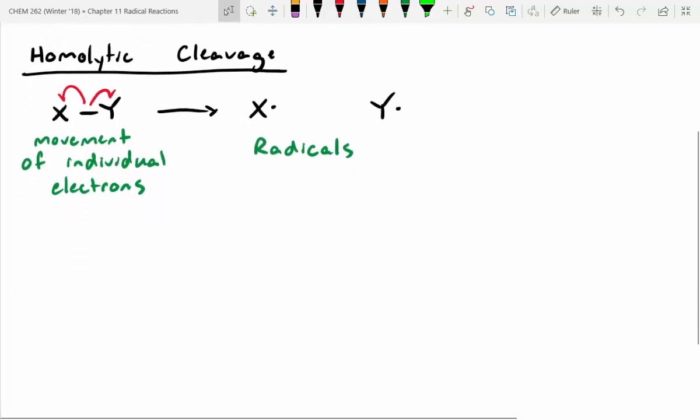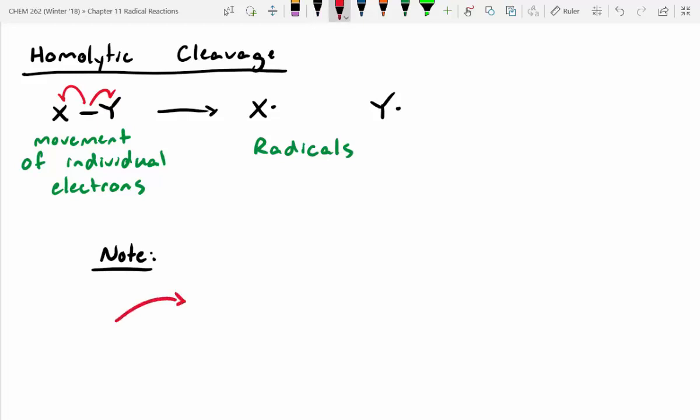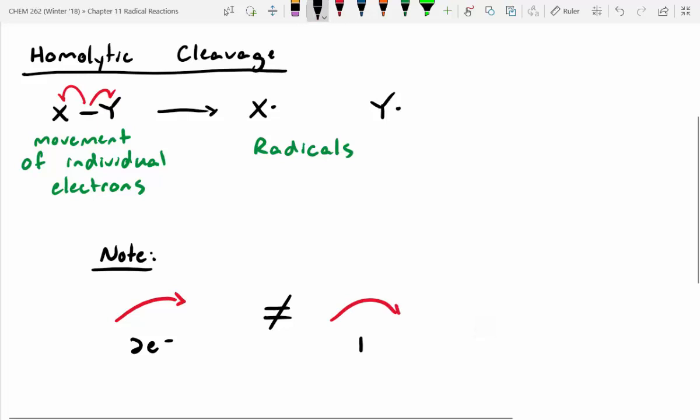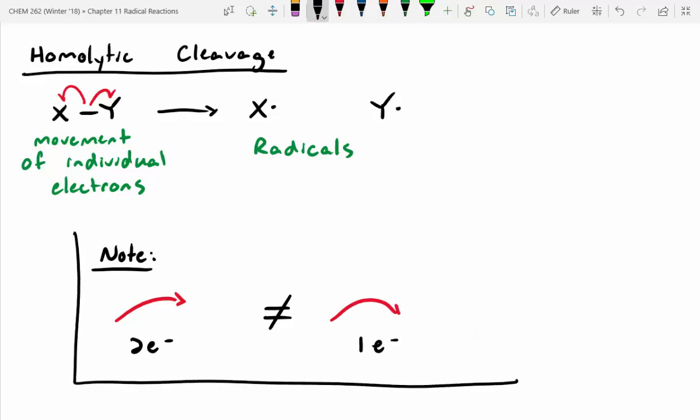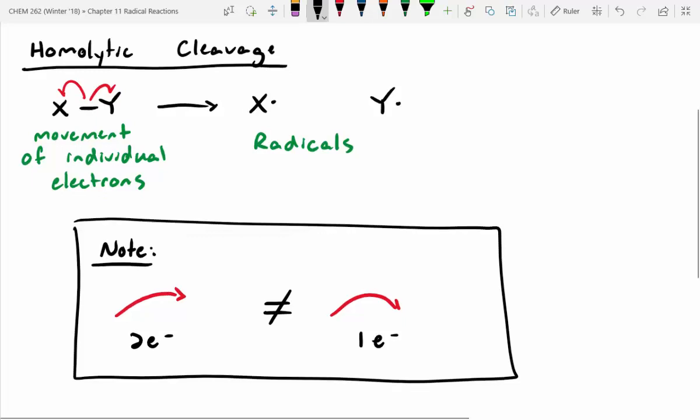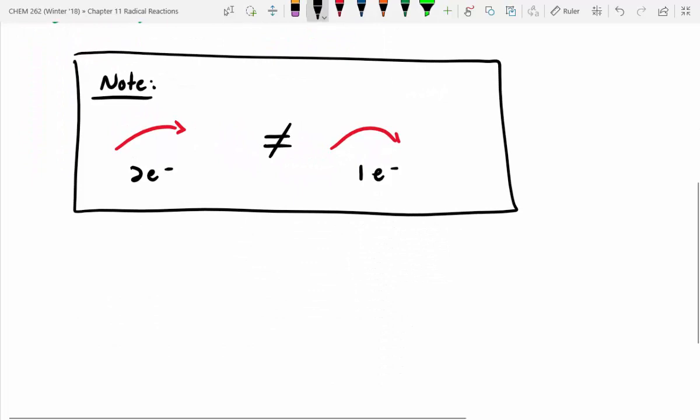But the big thing I want you guys to note that takes a while for people to get used to is that arrow notation. Anytime you see an arrow that looks like this, that means that you're referring to two electrons. And this is not the same thing as a single-headed arrow, which refers to movement of one electron. So in this chapter, make sure that you really pay attention to your arrow types and make sure that it's clear based on your arrow that you're moving one electron and not two. So let's take a look at some examples here.